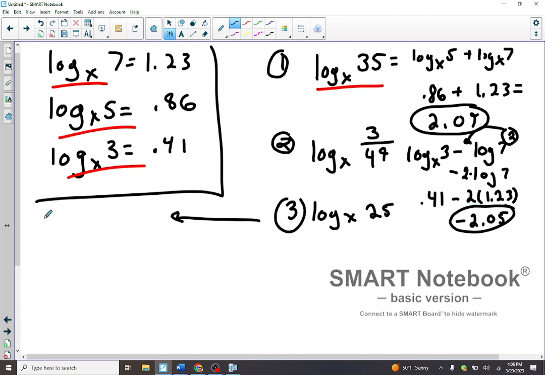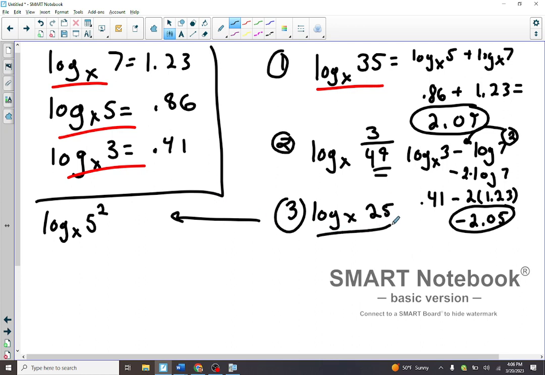So, for example, this one, I'm going to rewrite. Actually, multiplying by 2 is different than squaring it. You went from squaring it to multiplying it by 2. I would like to square it, but the issue is I don't know what log 49 is. So I have to manipulate it.